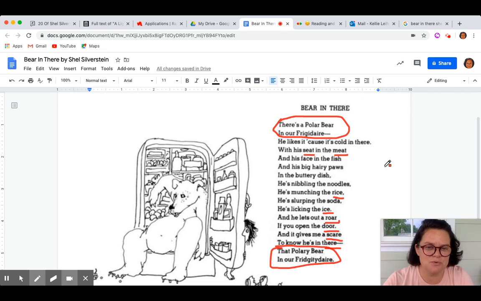I hope you enjoy it. I hope that you will be able to print out this poem, and hopefully you're able to make a poetry folder or collect these poems digitally so you can go back and practice and read over and over again and enjoy.